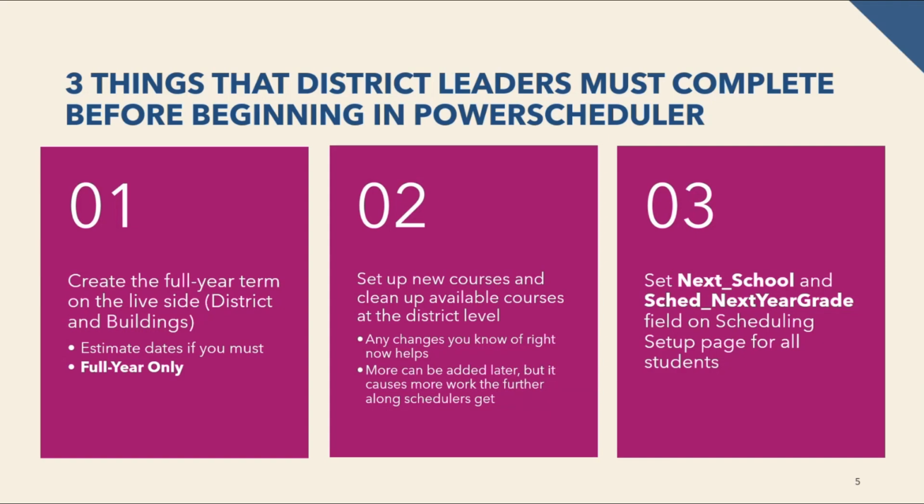And then the third thing is looking at student fields, next school and sched next year grade field on scheduling pages for all students. So this will just make sure that students are both in the appropriate school for PowerScheduler next year and then also in the correct grade. So those are the three things that you'll want to make sure that you do as schedulers start scheduling.